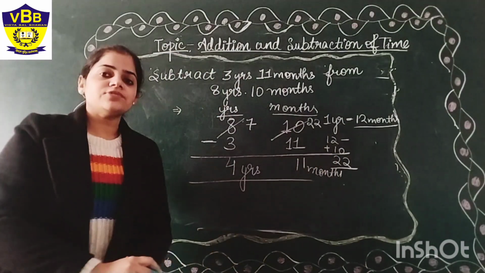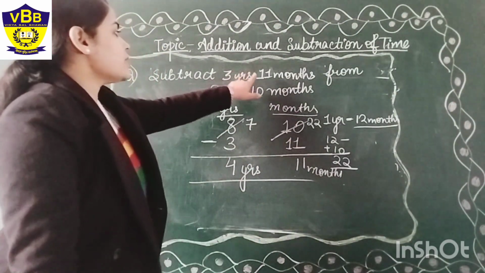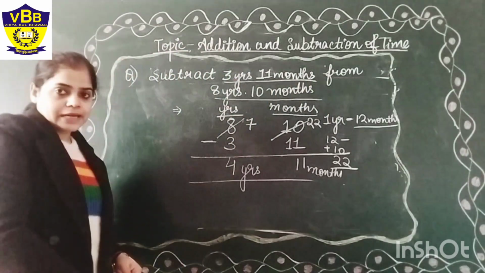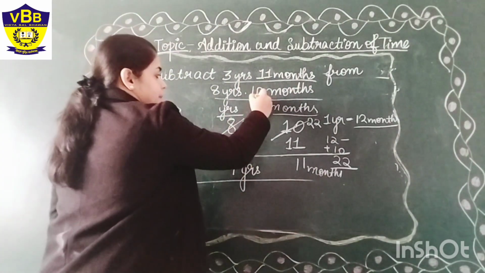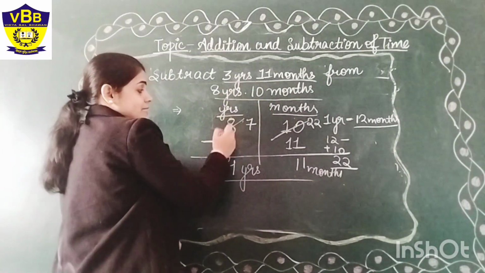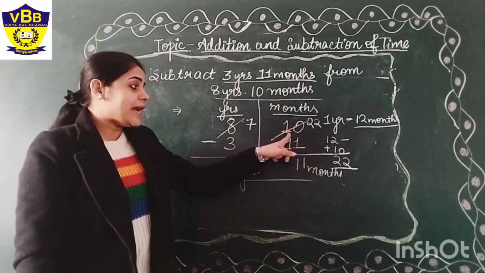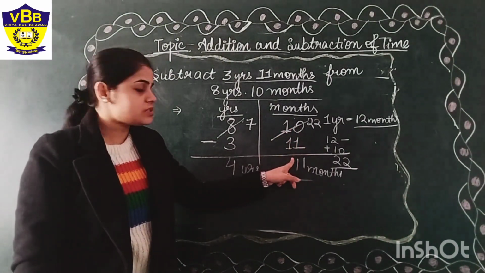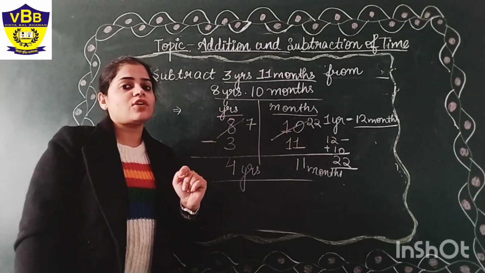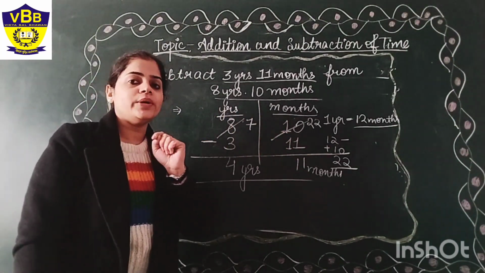Did you get this point, students? Let me clear it again. Since we have to subtract 3 years 11 months from 8 years and 10 months, I have written years and months separately. After writing these years 8 and 10, 3 and 11, the main point comes here. 10 cannot be minus 11. So we have to carry forward like we did in the previous classes also. If the number is smaller, we carry forward. But there is a way of doing the carry forward.